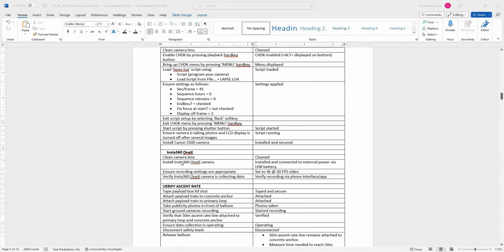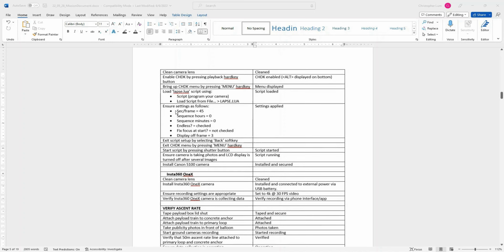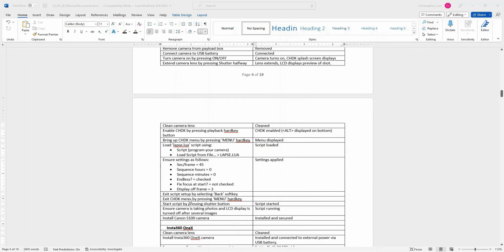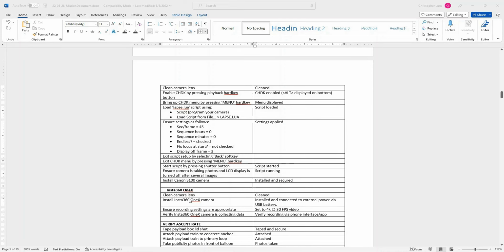And come to think of it, we probably should have also added a step on the Canon camera to reset and/or reflash and erase all the pictures before starting. So for both of the cameras, we probably should have erased the data before we started.